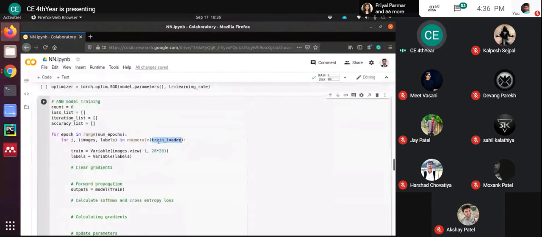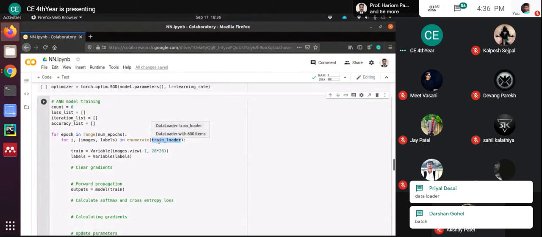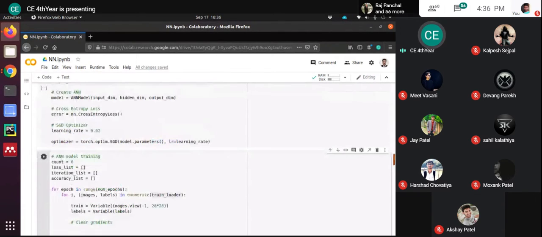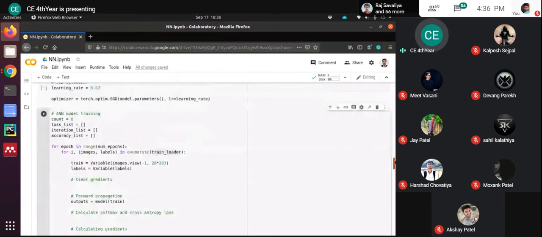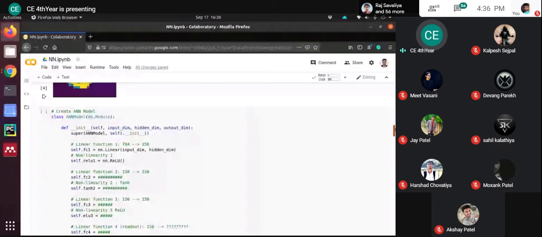Can you just check the previous cells, and can you identify where this train loader is? Right, so that's a data loader. Okay, so this understanding is needed before discussing the designing of the model. So now let's go back to the previous cell.